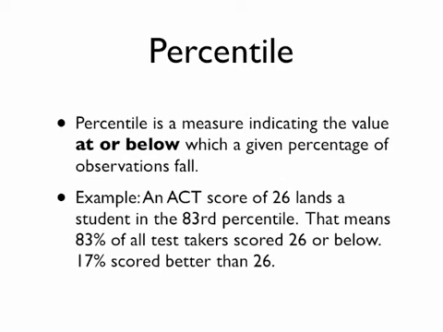A common example is, let's say an ACT score of 26 means that you're in the 83rd percentile. That 83rd percentile means that 83% of all test takers would score at or below a 26. 17% would score better than a 26.